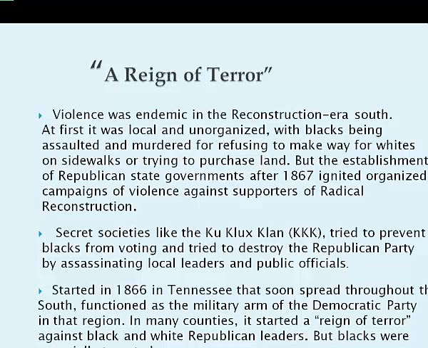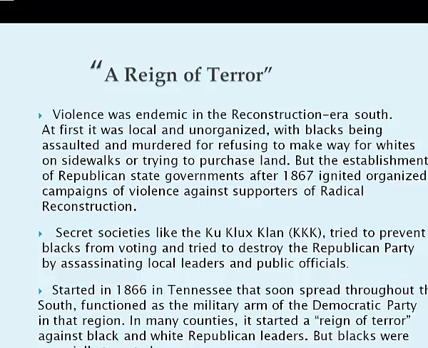The KKK, a terrorist organization, started in 1866 in Tennessee and soon spread throughout the South. It functioned as a kind of military arm of the Democratic Party in that region, and in many counties it started a reign of terror against black and white Republican leaders and people who were disenfranchised, but blacks were especially targeted. Now, I'm going to stop there just for a minute.